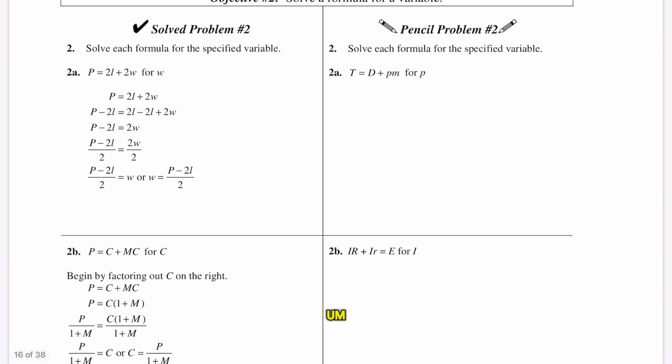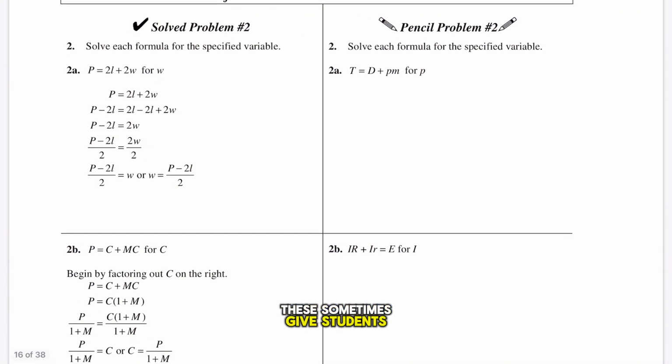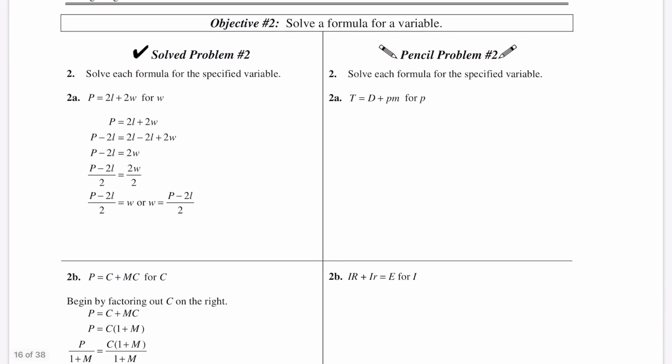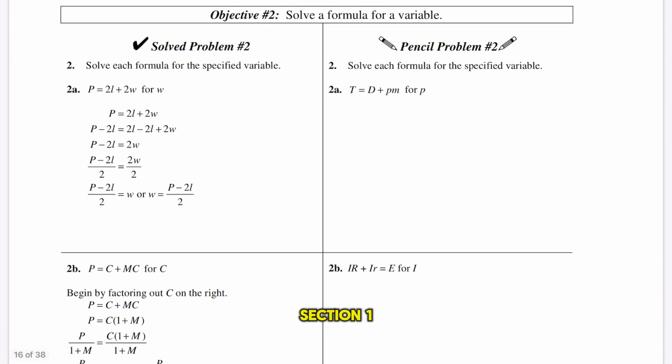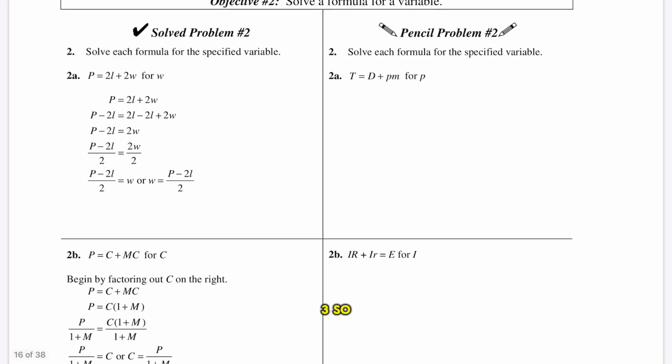These sometimes give students trouble because you're not solving for a number, you're actually solving for a variable. And remember this is section 1.3. So it says solve each formula for the specified variable. So they tell you which variable they need you to solve for. So for this one, you're solving for P.